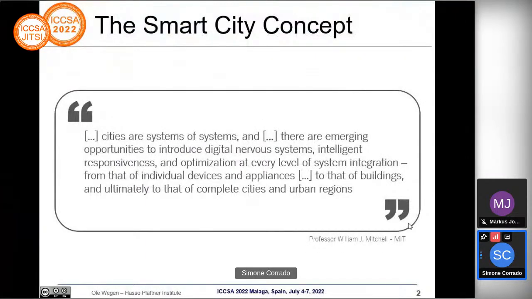The idea of the smart city has gained more and more popularity in recent years, and Professor William J. Mitchell from MIT states, and let me quote, "Cities are systems of systems, and there are emerging opportunities to introduce digital nervous systems, intelligent responsiveness, and optimization at every level of system integration, from that of individual devices and appliances to that of buildings, and ultimately to that of complete cities and urban regions." So the basic idea, according to Professor Mitchell, is to introduce digital nervous systems. This means some kind of data has to flow in order to enable optimization and responsiveness.